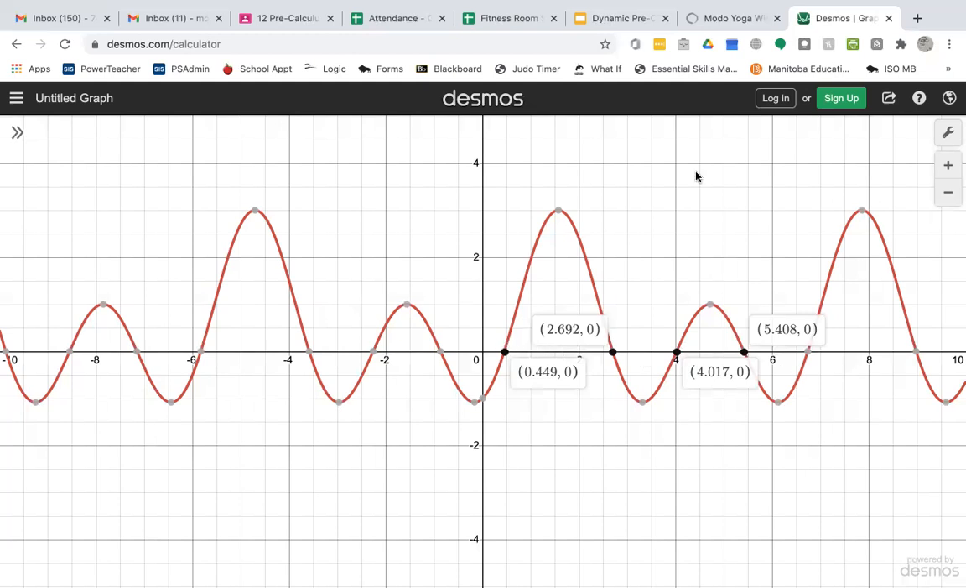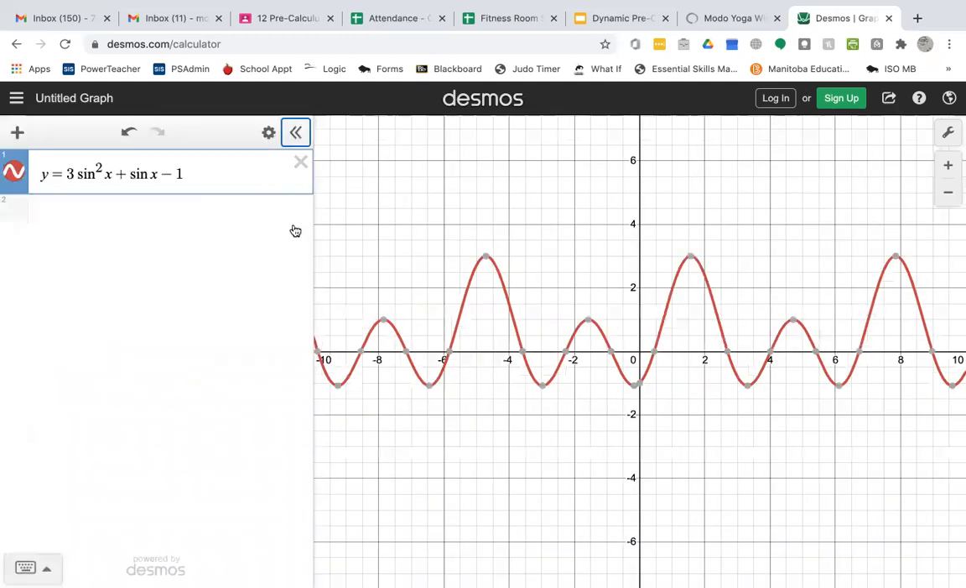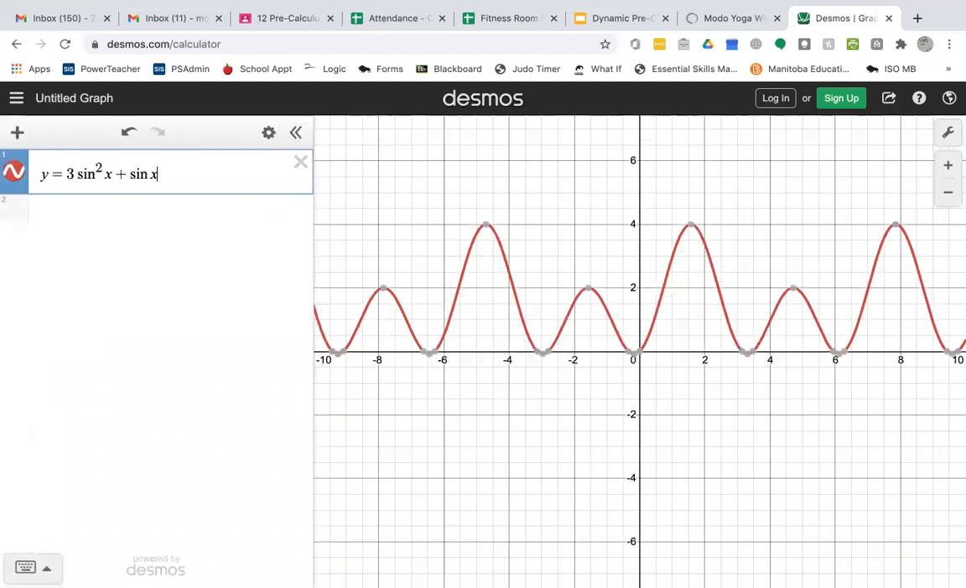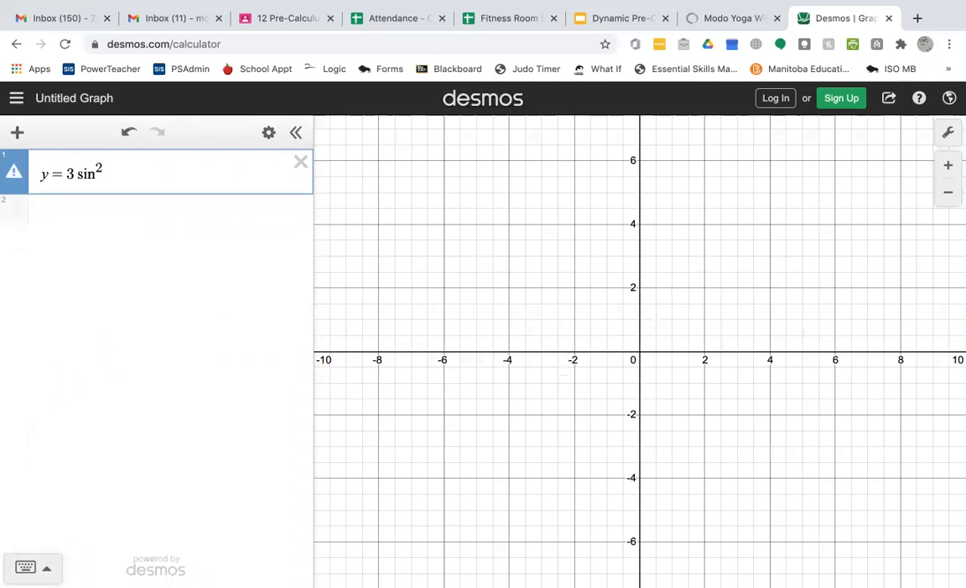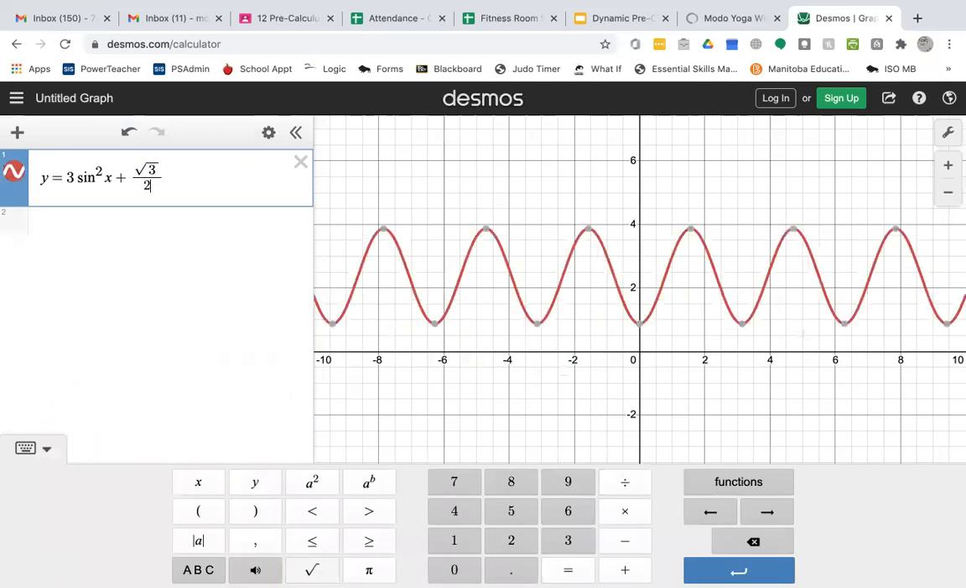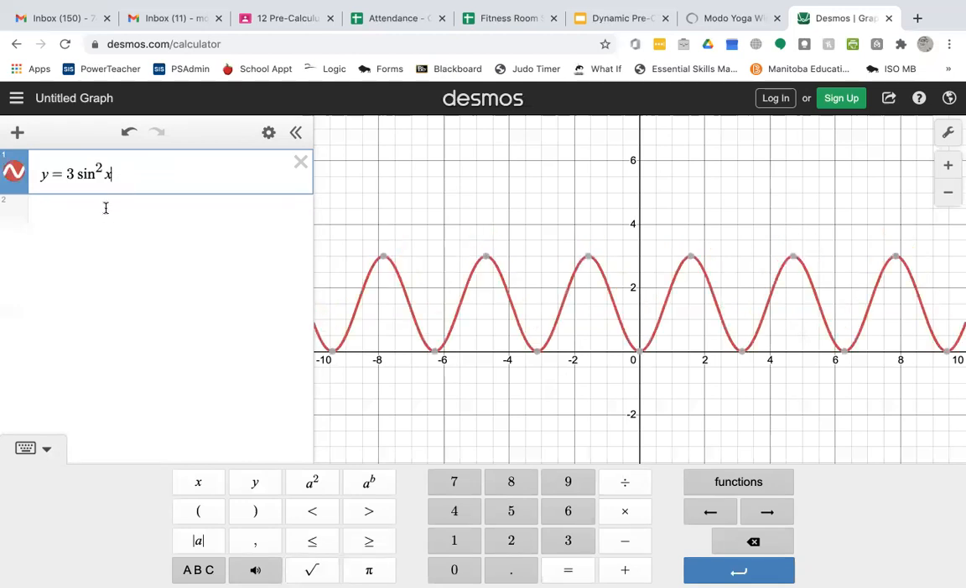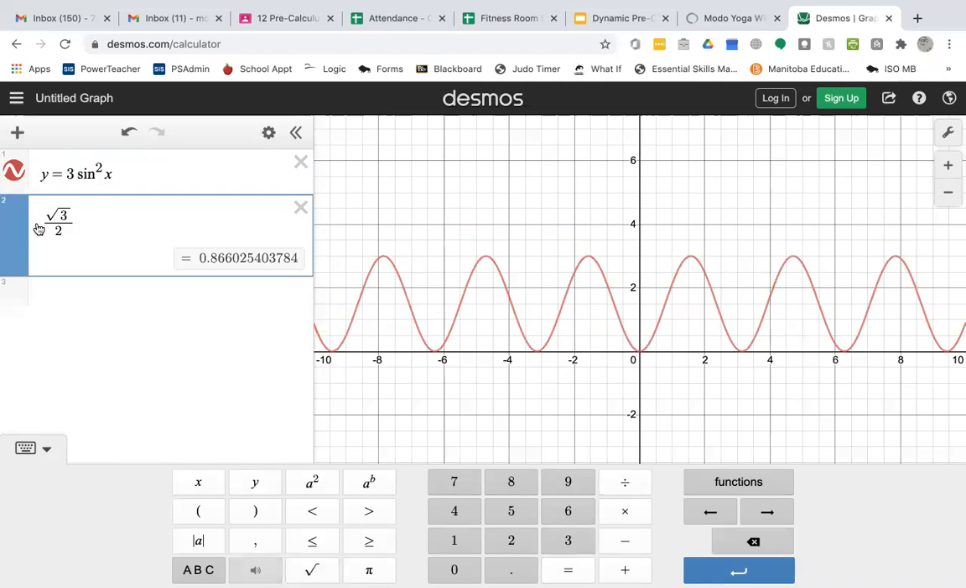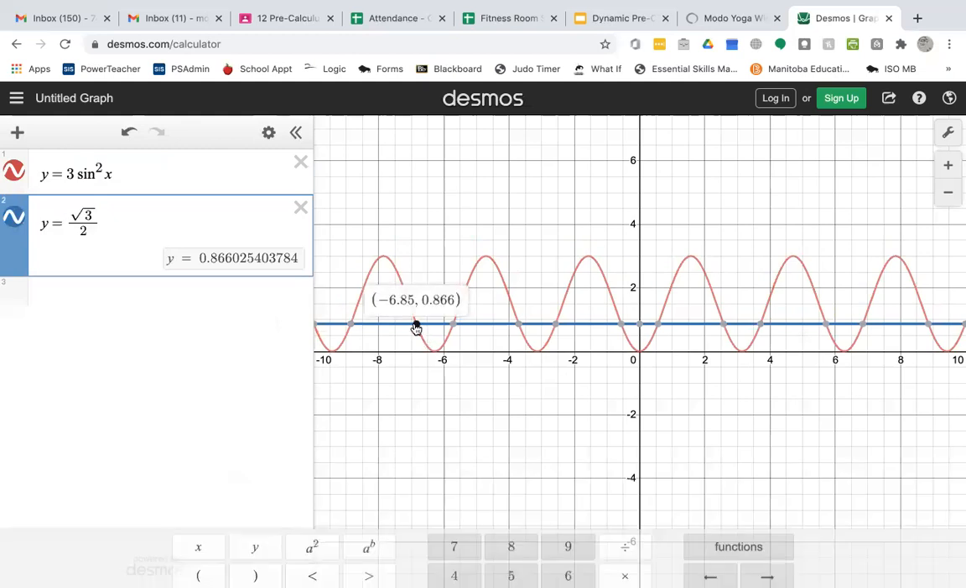Sorry about the confusion. If you might get something like, I'll just make it up, 0 equals 3 sine squared x plus, say, root 3 over 2. If you get something like this, and then you graph it, you're like, well, there's no intercepts. The way to graph it is to make one part of it equal to the other. And then the solutions are the intercepts.